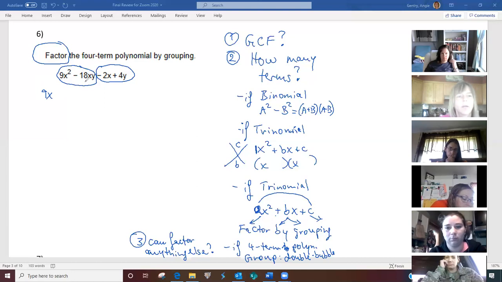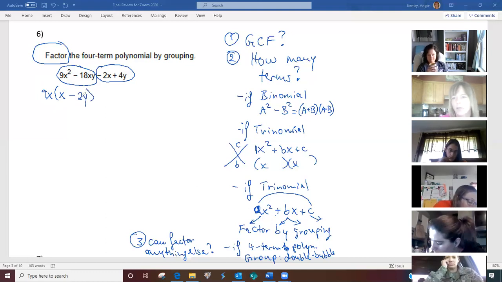So you say, oh, they both have 9x. Then you open a parentheses and say 9x times what is 9x squared? x. Then you say 9x times what is negative 18xy? Negative 2y. You see? And you can check all this by distributing back through. This times this, is that true? This times this, is that true? Then you bring this sign down. Students don't bring the sign down. They immediately open a parentheses and I'm like, that's not correct.